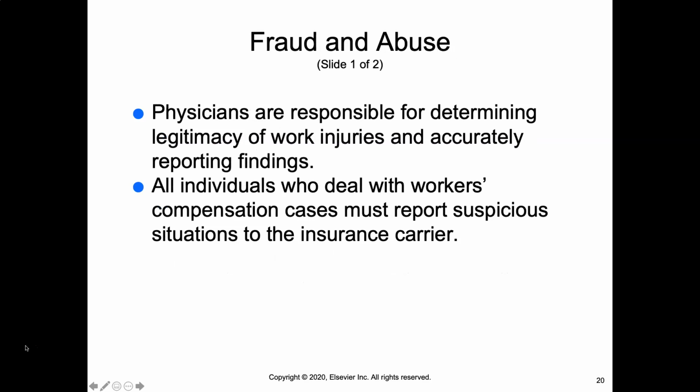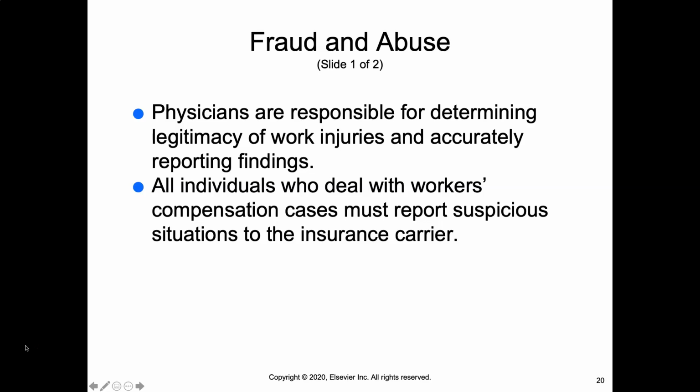Unfortunately, as with anything in life, there are people who take advantage and commit fraud or abuse. And physicians are responsible for determining the legitimacy of work injuries and accurately reporting the findings. Unfortunately, some physicians are dishonest and others are very honest. You have some that are very careful to make sure that they're accurate in what they report, and you have others that are a lot more creative, shall we say, in their reporting. And then unfortunately, there are some who have signed off on people who really no longer have a disability, but they continue to report as if they do.